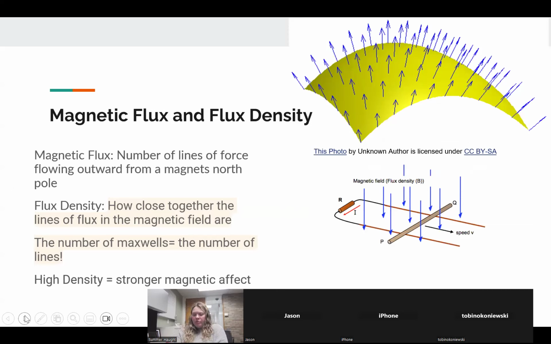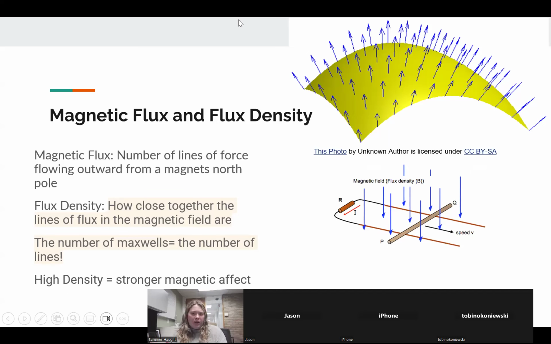Okay, so now this is where two new terms come into play, and that is magnetic flux and flux density. These are two terms when talking about magnetism and especially the magnetic field that are important to understand. And it's also important because in weeks to come, these are things that we'll have to calculate. So magnetic flux is essentially referring to where we have a magnetic field. It's the number of lines of force that is flowing outward from a magnet's north pole.